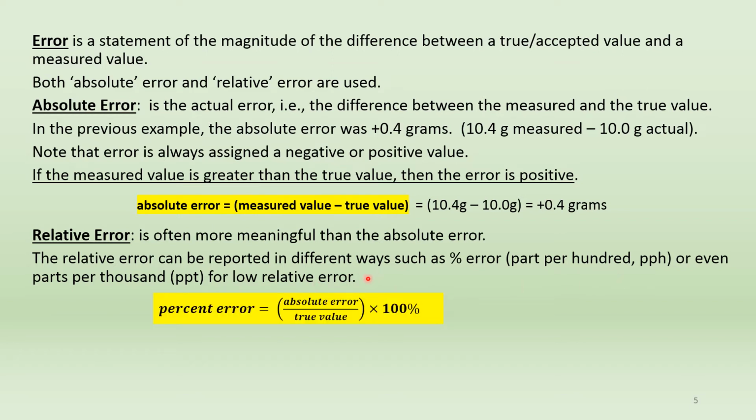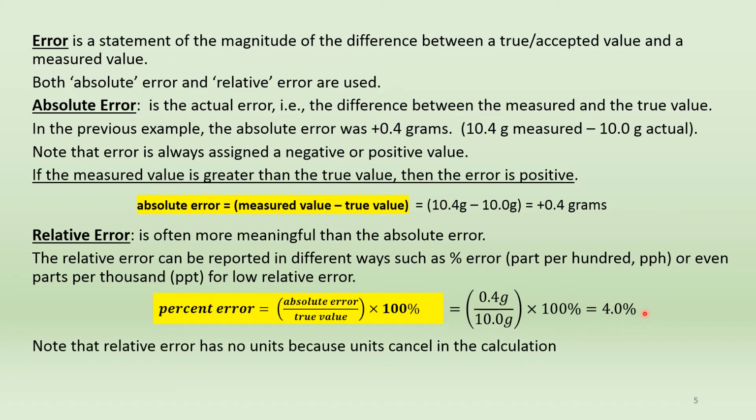And here's the formula for that. Absolute error, in this case 0.4, divided by the true value, in this case 10.0, times 100%. There's the calculation. We would report 4.0%, and we understand that's positive, even though the plus sign isn't shown. Note also that relative error has no units because the units will cancel in the calculation. So this is not grams, it's percent. If you had mils over mils, they'd cancel. It's simply percentage.